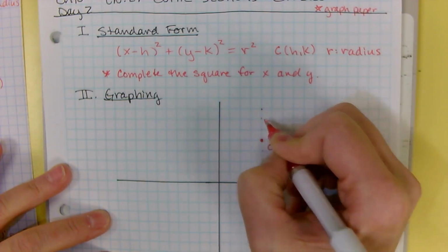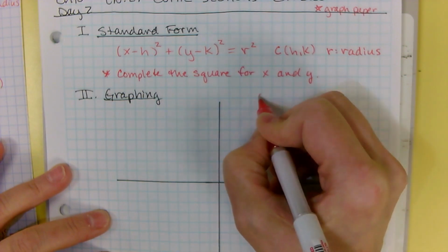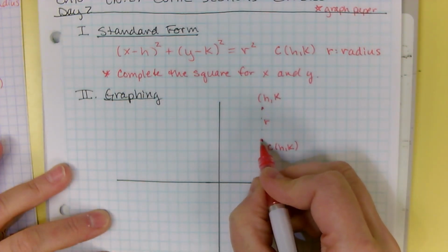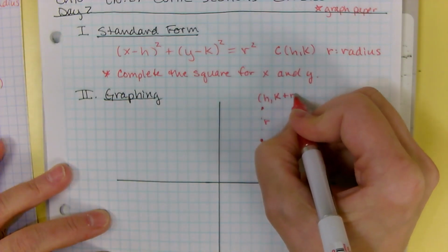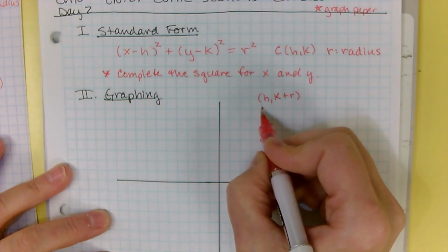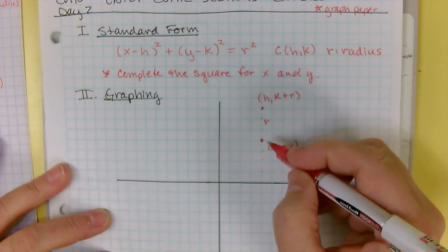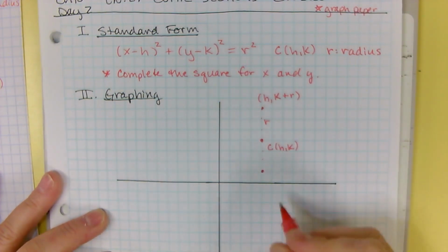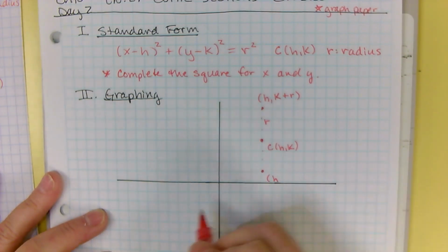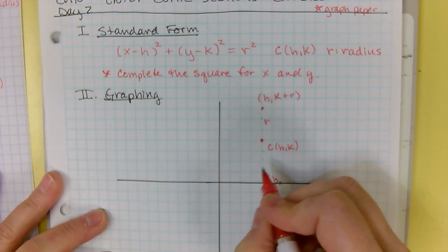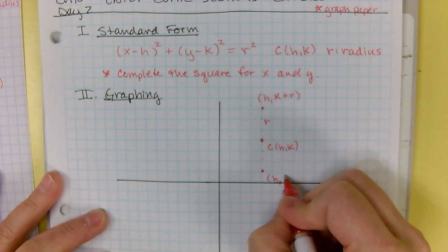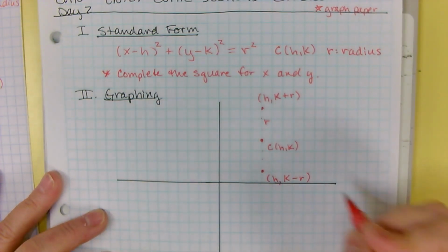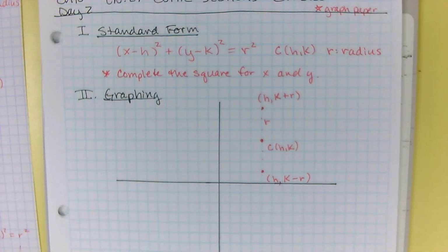So we're going to count 1, 2, 3 up. That's your radius. And this point would be h comma k plus the radius, because you're adding r to go straight up. To go straight down, count 1, 2, 3. This point is h, to the right, and then you go to the center k and subtract the radius from the y value. So k minus r.